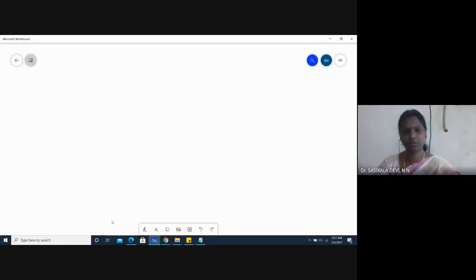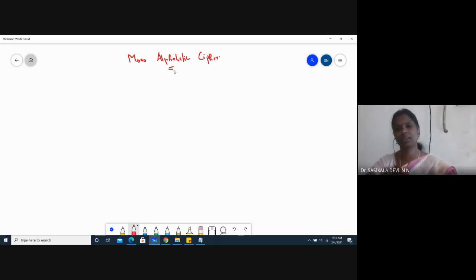Monoalphabetic cipher. We are going to discuss another kind of substitution cipher, which is the monoalphabetic cipher. And possibly we will try to break this cipher using a cryptanalysis technique called frequency analysis. We'll cover the cryptography as well as the cryptanalysis of the monoalphabetic cipher.